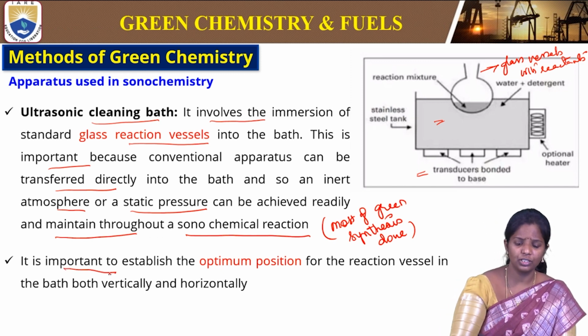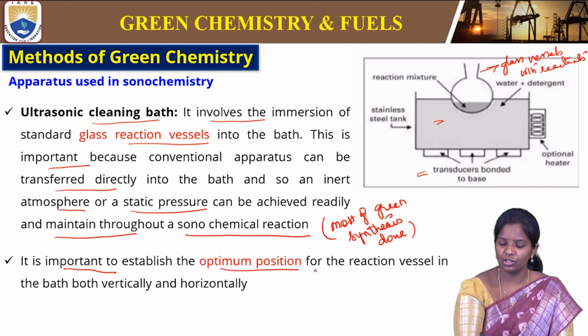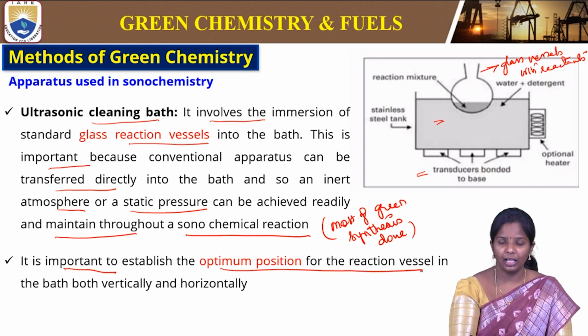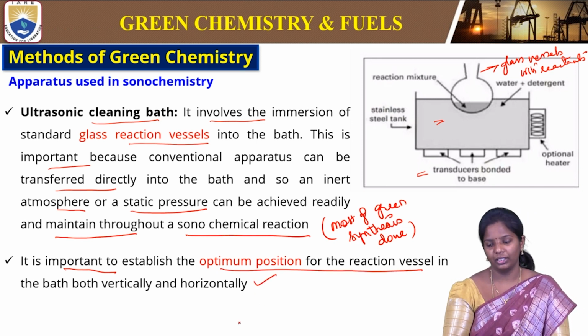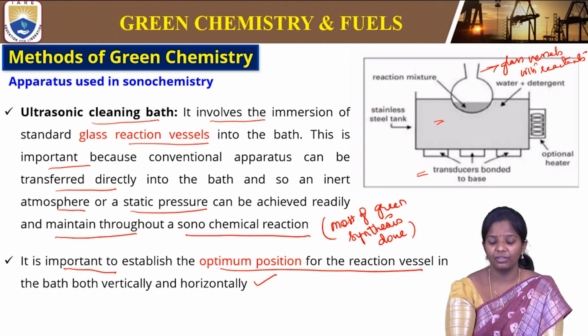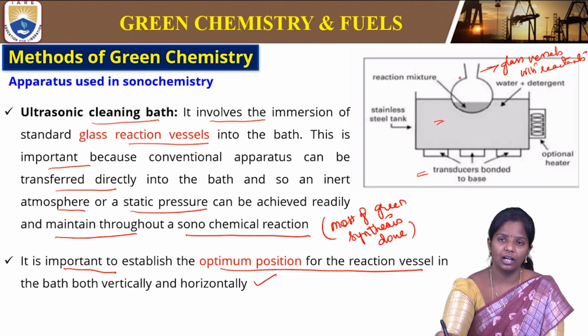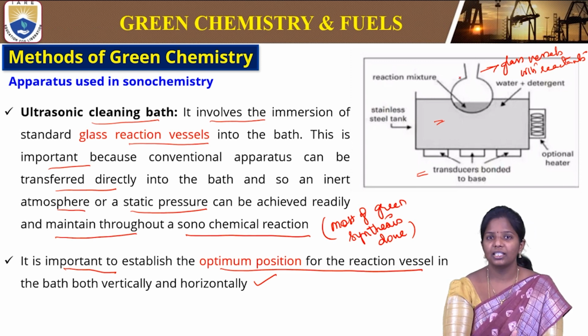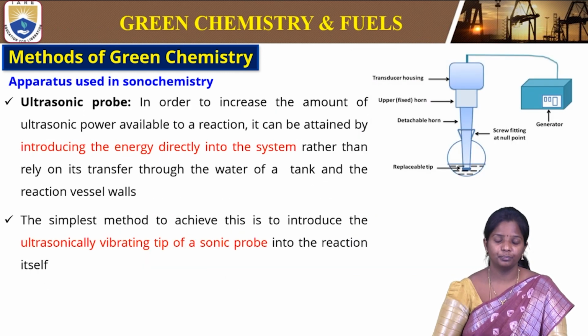It is important to establish the optimum position of the reaction vessels in the bath, both horizontally and vertically. For example, whether we are using it horizontally or vertically, the position of that particular vessel is very important, because the rate of vibration of the vessel can vary when it is placed at different places in the ultrasonic bath. So it is very important to optimize the position of the reaction vessel for this type of reaction technique.